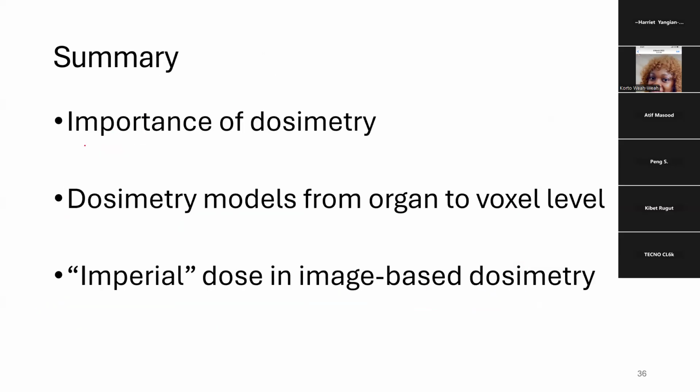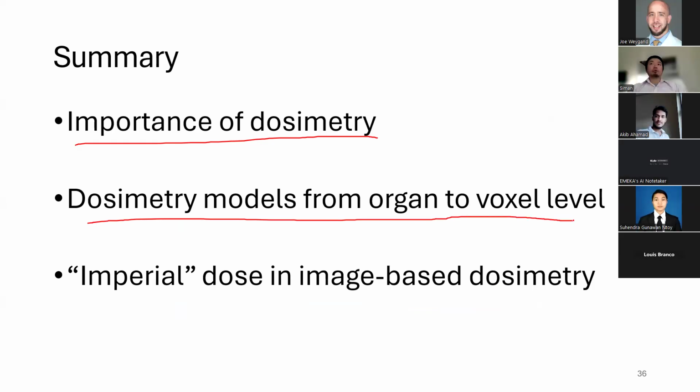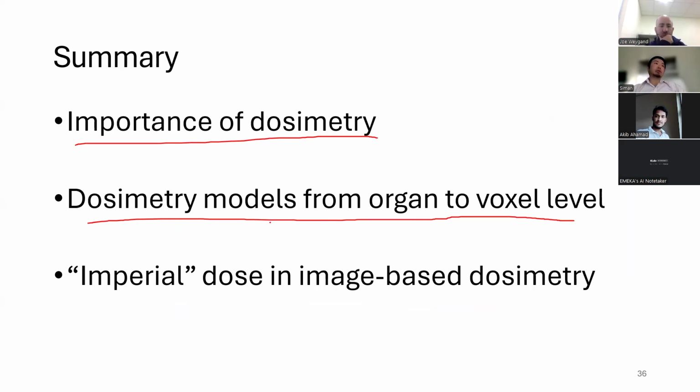So in summary, we discussed the importance of dosimetry. It lets you draw a relationship between dose response and dosimetry that you can use for your treatment planning and treatment verification. We also discussed different dosimetry models from organ to voxel. As your models get more complicated and more realistic, it becomes more complex, and it introduces a lot of errors along the way because of the complexity.